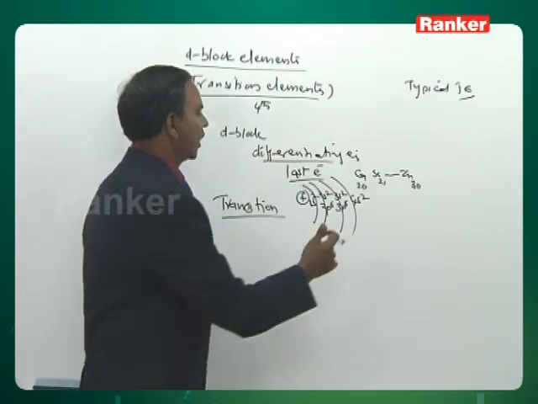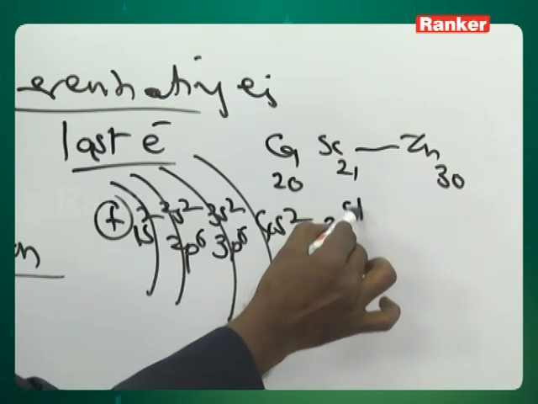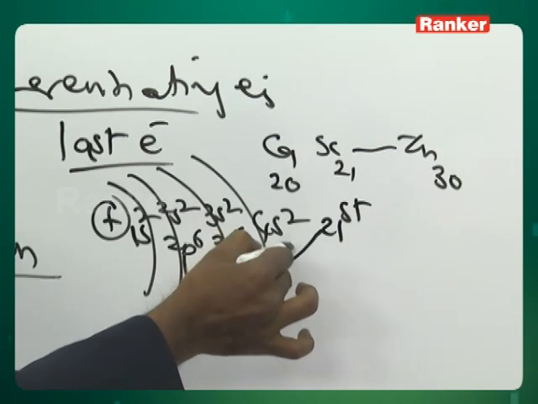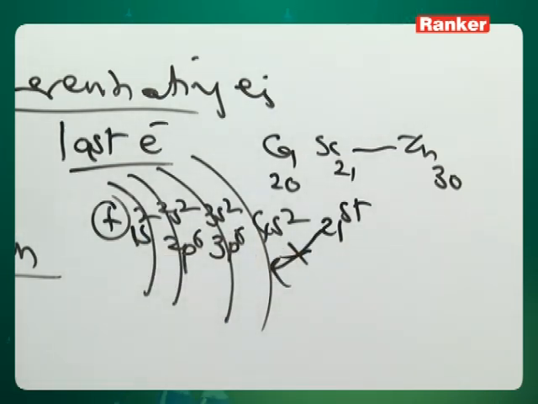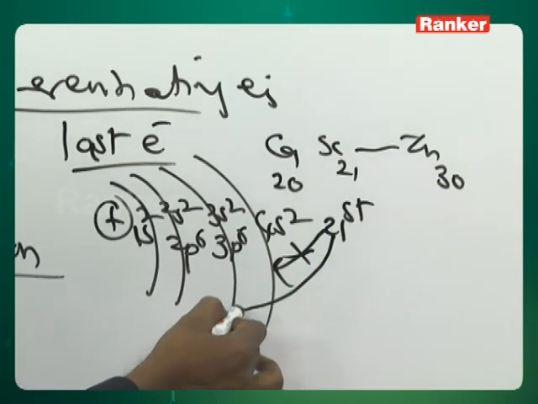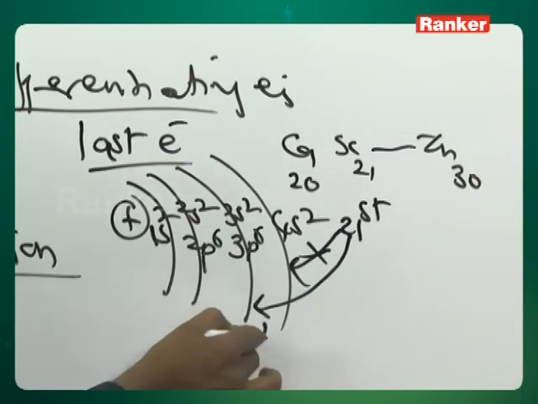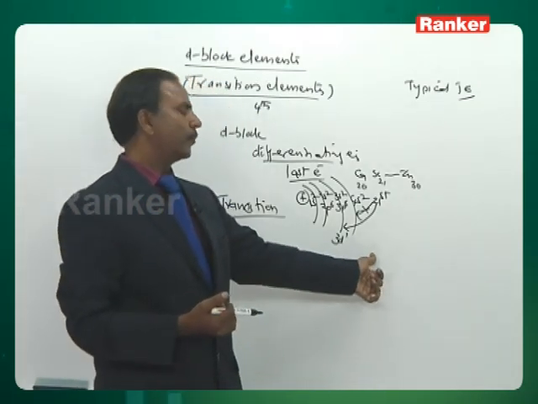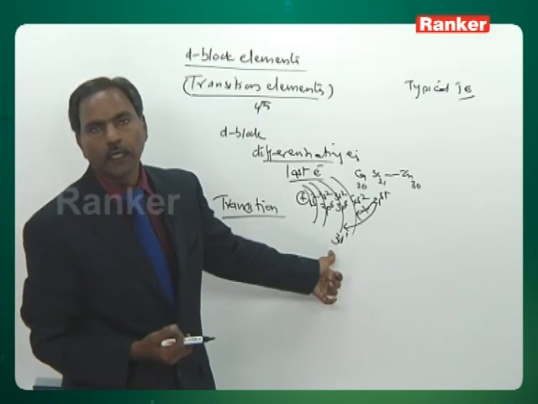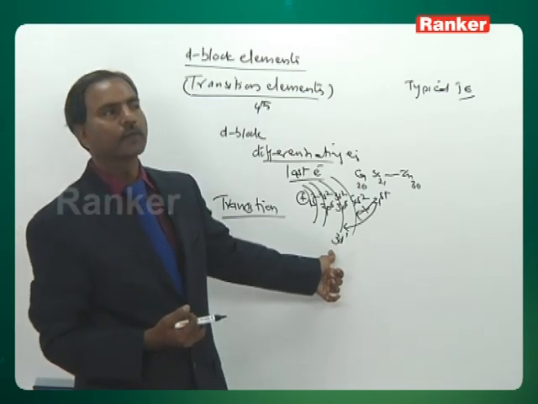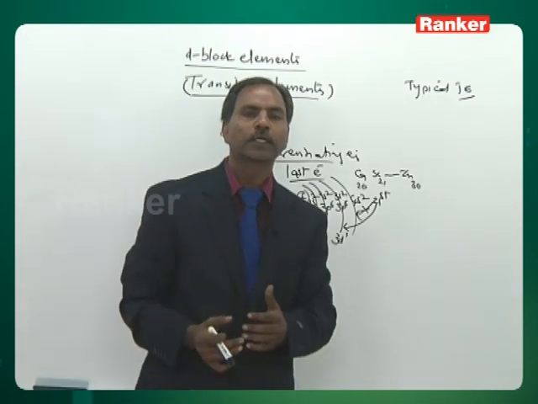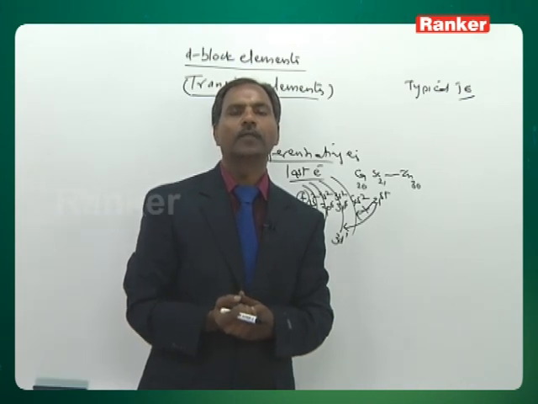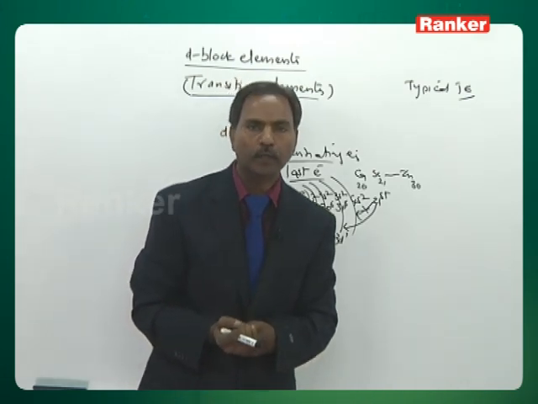Let me show where this 21st electron is entering. Look here, this 21st electron is not entering into the valence shell, but it enters into the d orbitals of the penultimate shell. The electronic configuration of scandium is 3d1. It has not entered the valence shell, but the penultimate shell d orbital. Therefore, the elements in which the differentiating electrons enter into d orbitals of the penultimate shell are known as d block elements.